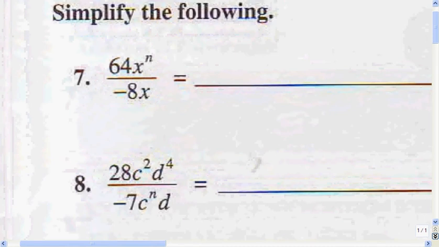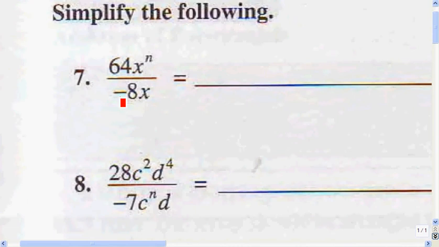First, we start by figuring out our sign. Since there's just one negative, that's an odd number of negatives, so our answer is negative. Then we jump to our numbers. 64 divided by 8. Well, how do I know what 64 divided by 8 is? Well, what times 8 equals 64? 8. So that equals 8, because 8 times 8 equals 64.